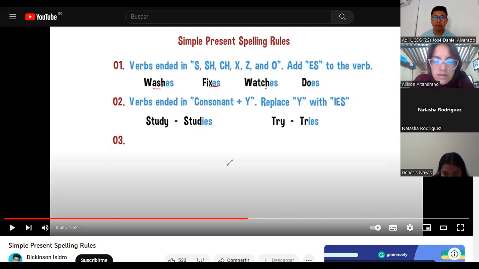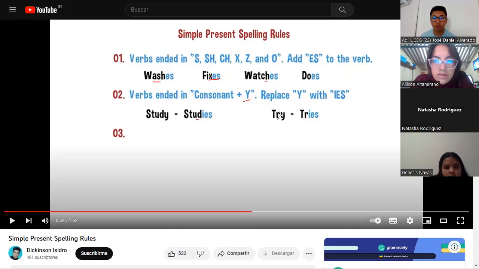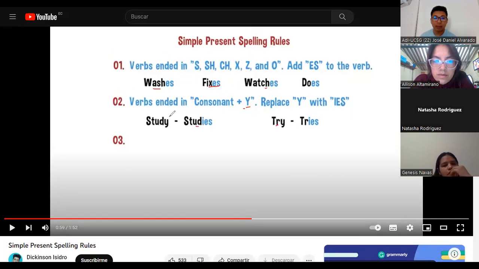Now, if we have a verb finishing in the letter Y, Rule number 2, y si antes de la Y tenemos una consonante como en study, for example, o en try, that Y becomes I, and we need to add ES. For example, study becomes studies, IES. And the same with try, it becomes tries.